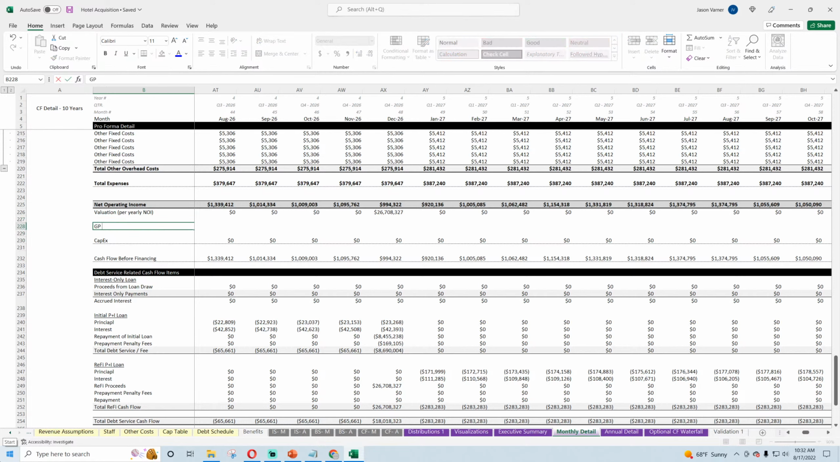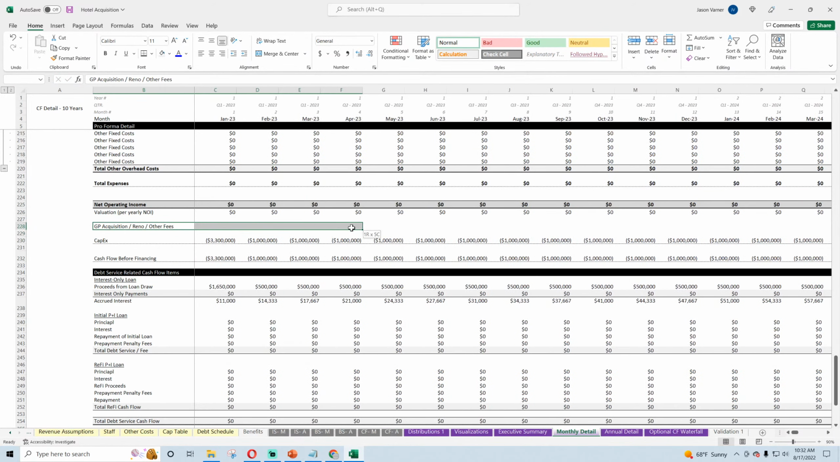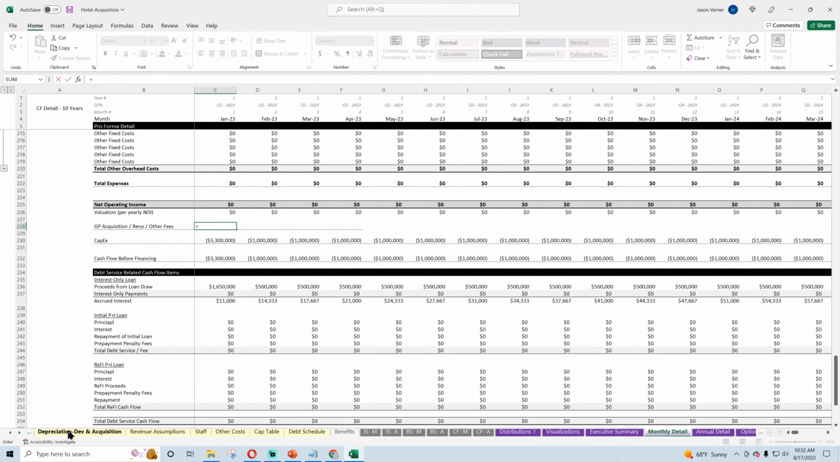So GP acquisition, reno, other fees. Now again, it's not an ongoing management fee that we're going to model here. Okay, so if I go equals, where do we put that at? Here. So this is going to be a negative number.